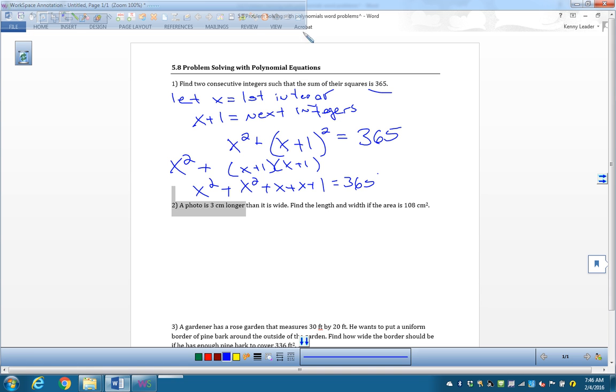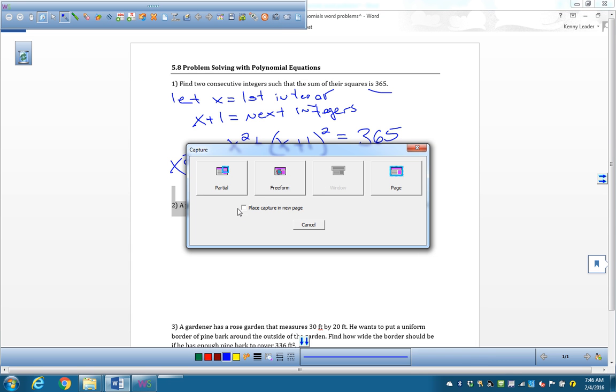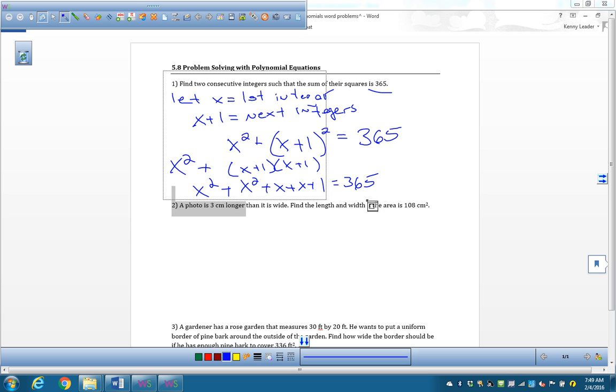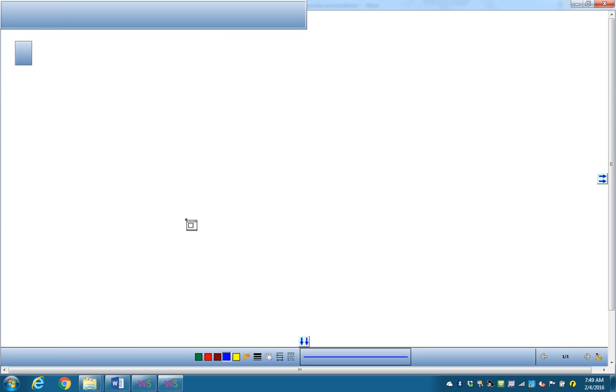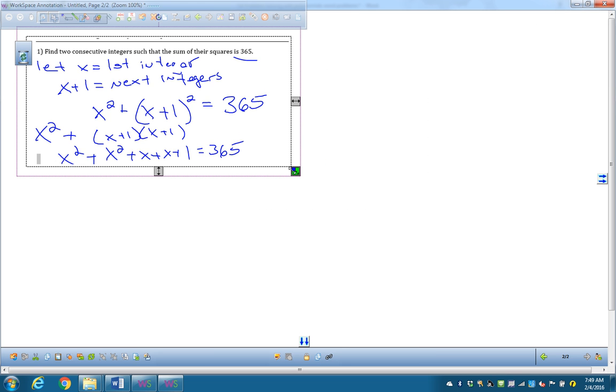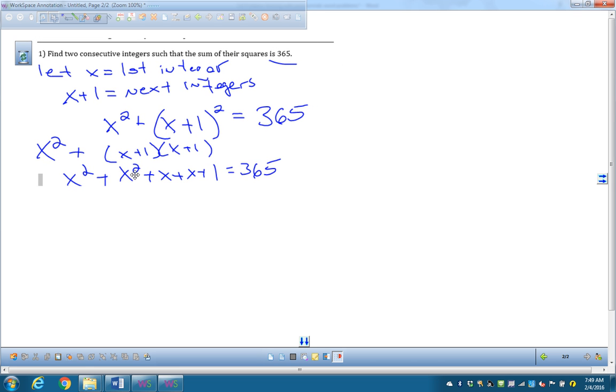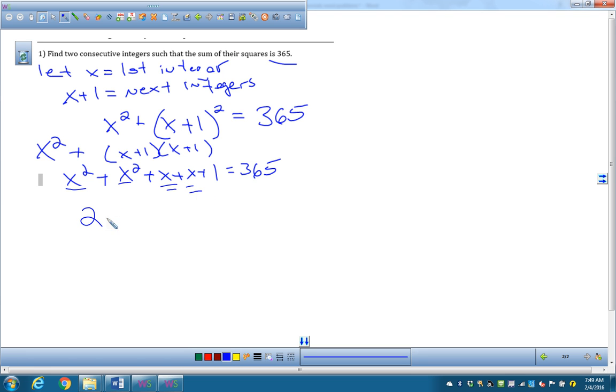Yeah, I foiled that. I'm going to take a picture of this and bring it to a bigger page. So far I have this, okay? And I need to combine my like terms. So this and this go together, and this and this go together. So I get 2x squared plus 2x plus 1 equals 365.